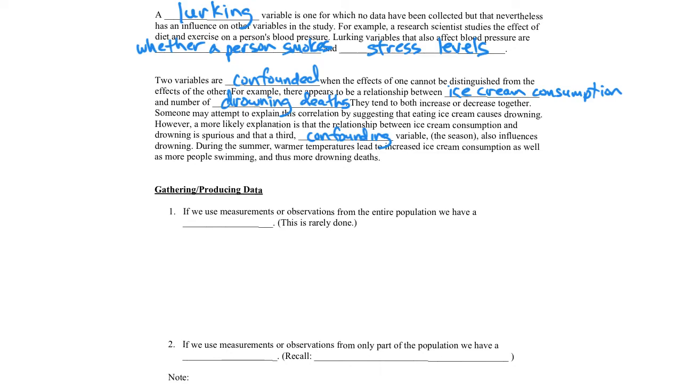So if we use measurements or observations from the entire population, we have a census. This is rarely done. As you know, the United States has a census every 10 years, and this is in fact a census year. So many of you, I'm sure, have already filled out a form. Here's some information about the census. It happens every 10 years since 1790.